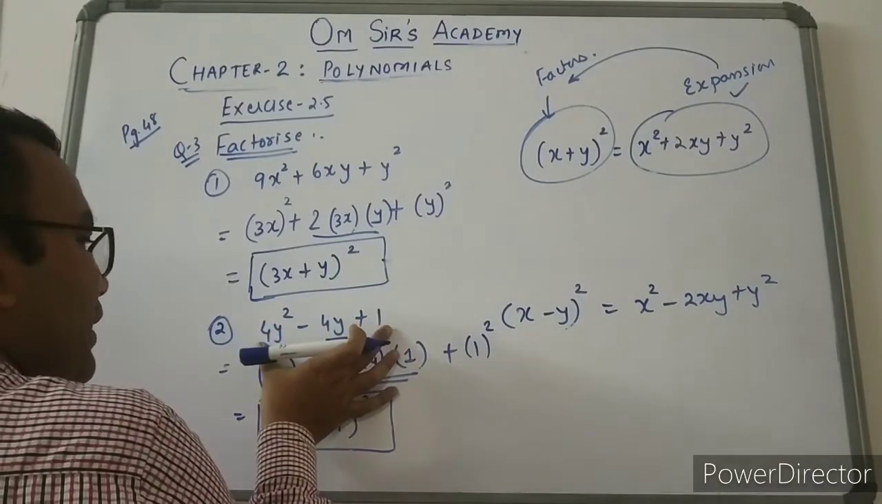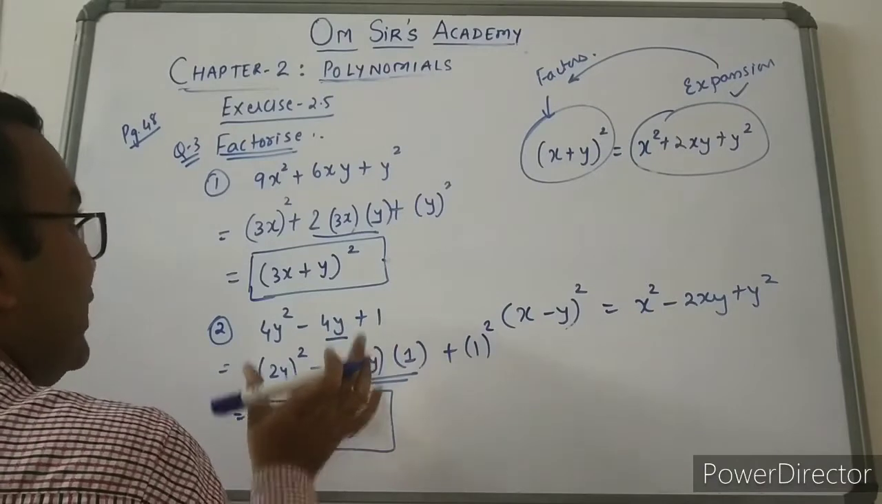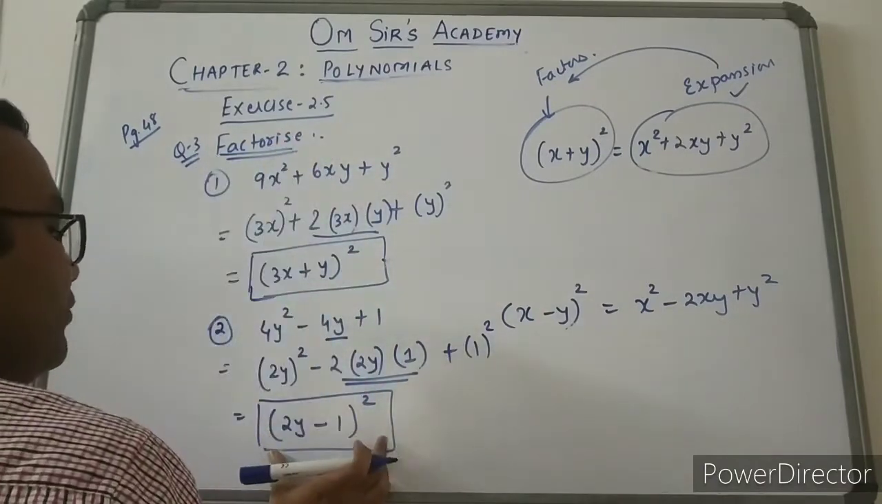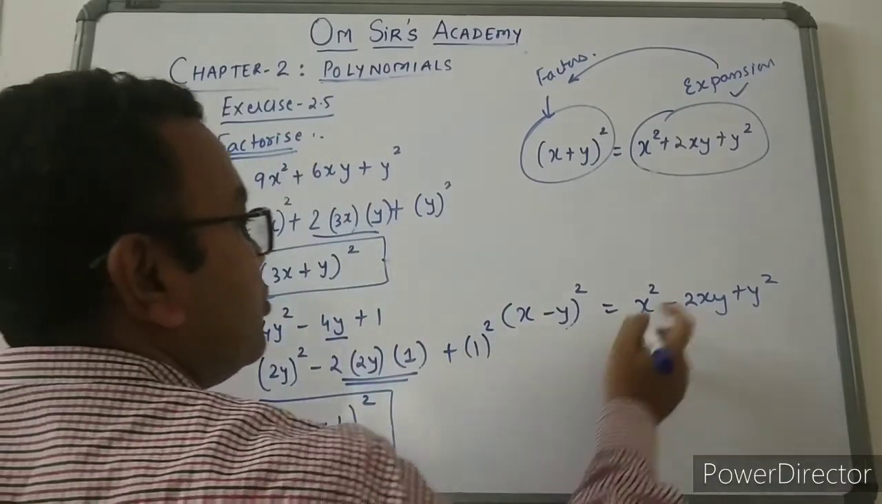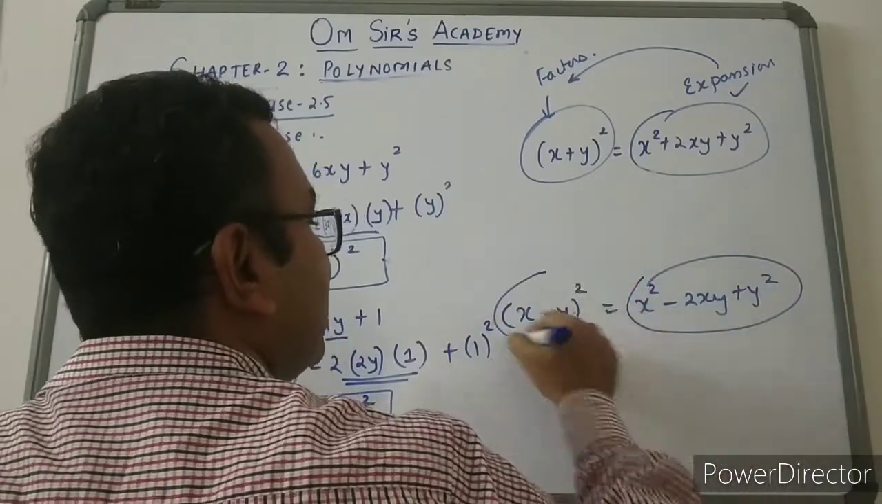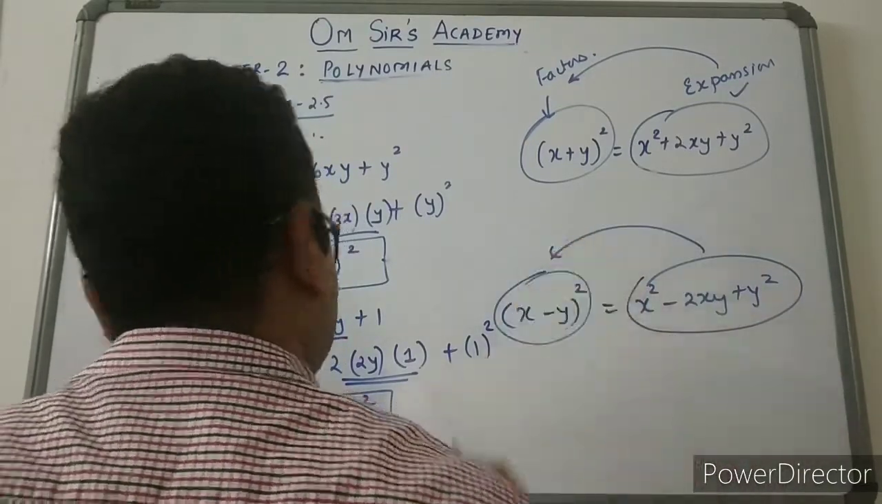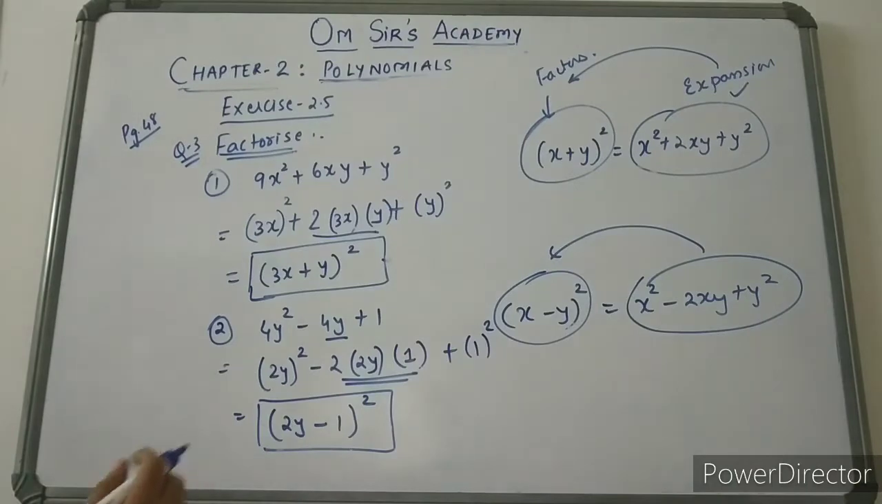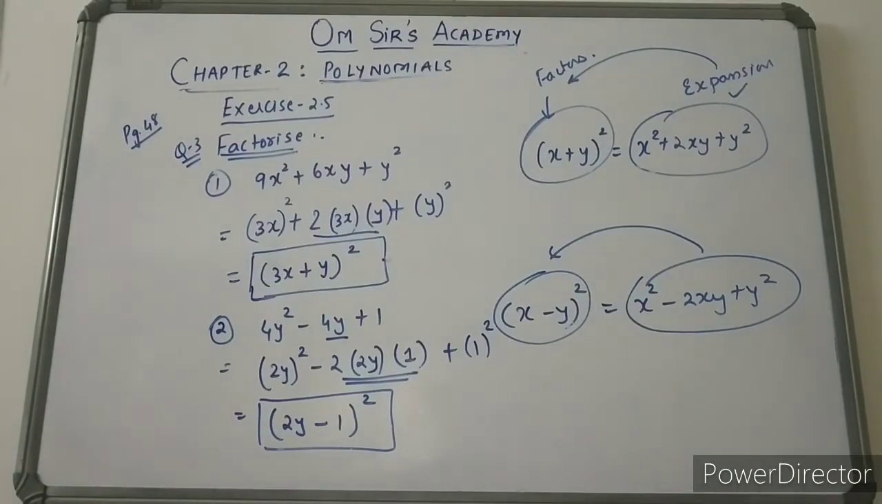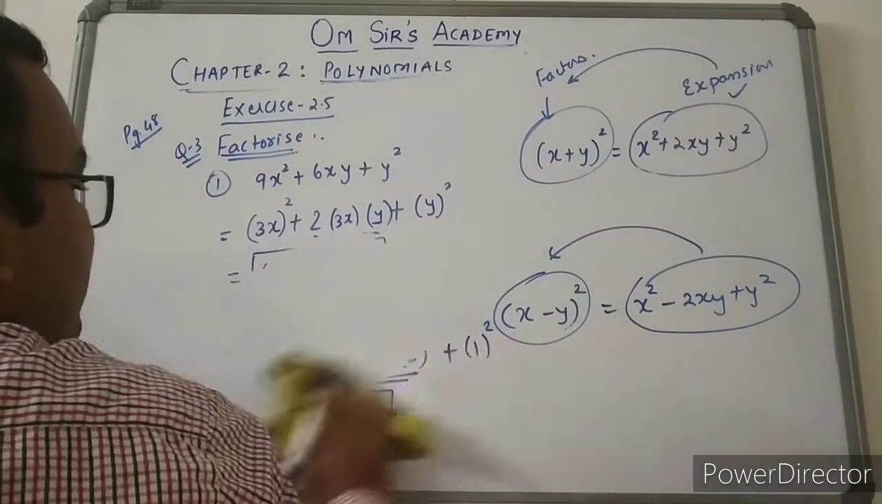So this was again an expansion, and I was asked to factorize, so I found out the factors. You should be clear about what is given and what you have to find. Okay, so this is the solution of the second sum. Now we move to the next sum.